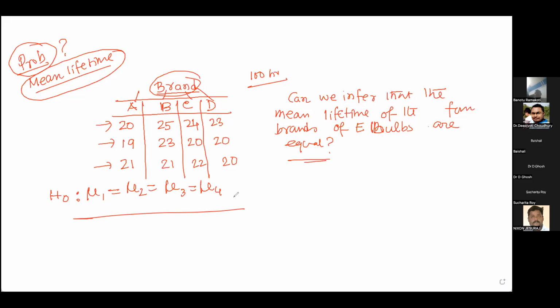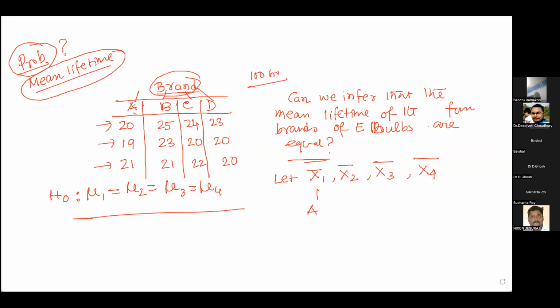So as a result, I am assuming H naught: mu1 equals mu2 equals mu3 equals mu4. Now let x1 bar, x2 bar, x3 bar, x4 bar denote the mean lifetimes. This is the mean lifetime for brand A.